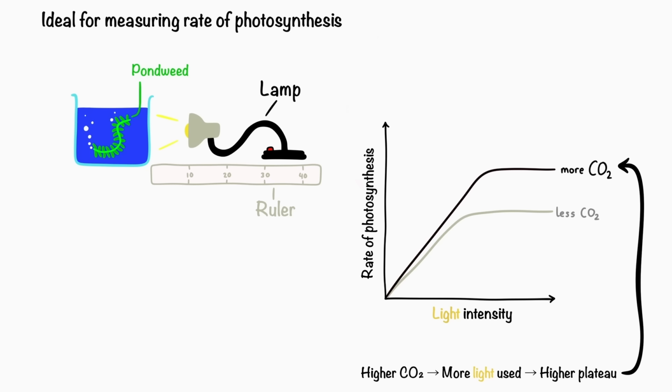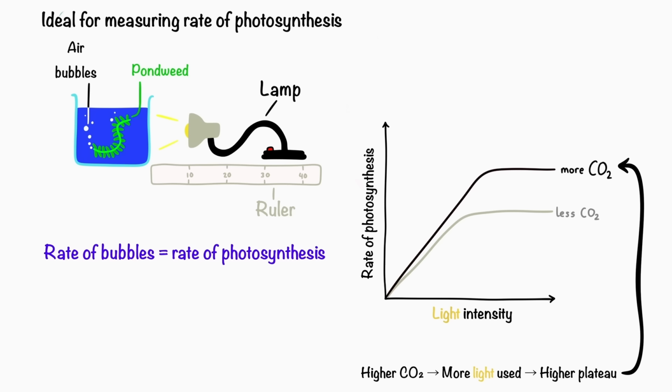Scientists measure photosynthesis rates in various ways. One common method uses aquatic plants like Canadian pondweed. As the plant photosynthesizes, it produces oxygen, which forms bubbles. The rate at which bubbles are produced corresponds to the rate of photosynthesis.